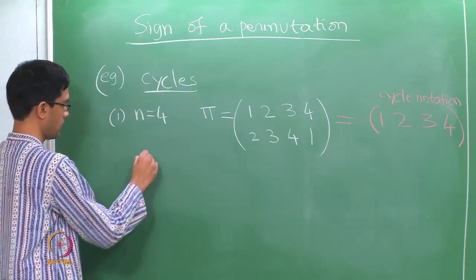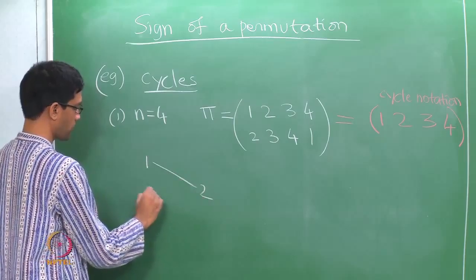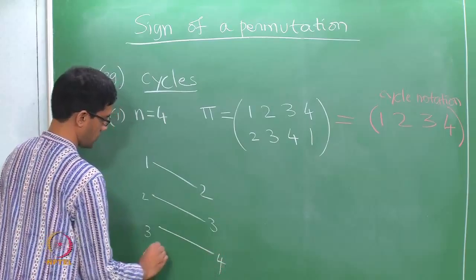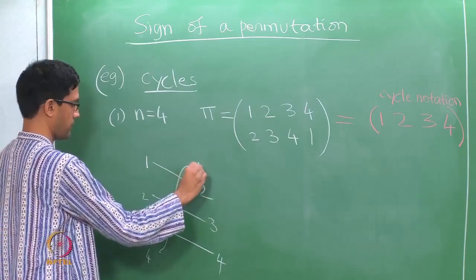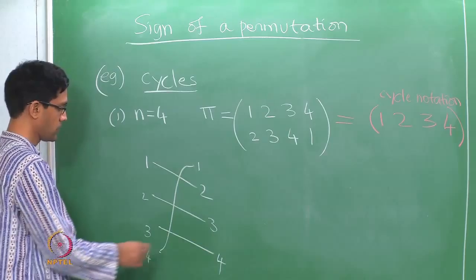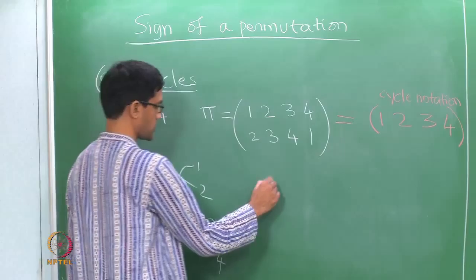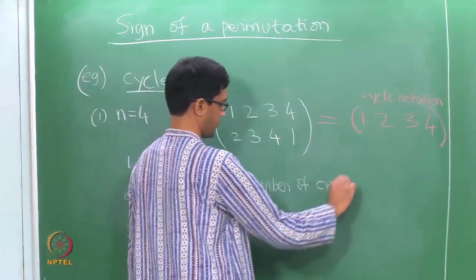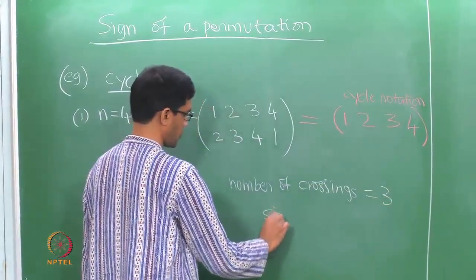So that's the question. So let's draw the tangle diagram for pi. 1 maps to 2, 2 maps to 3, 3 maps to 4, and 4 maps to 1. So here's the tangle diagram for pi. This satisfies all the rules for drawing tangle diagrams correctly. So the number of crossings is 1, 2, and 3. So the number of crossings in this case is 3, and so the permutation pi is odd.